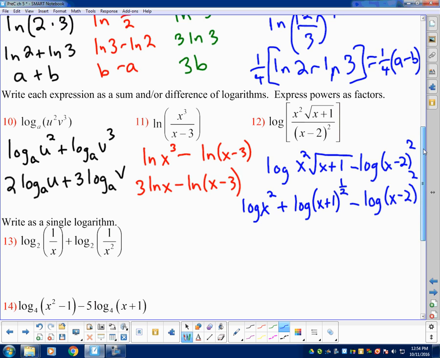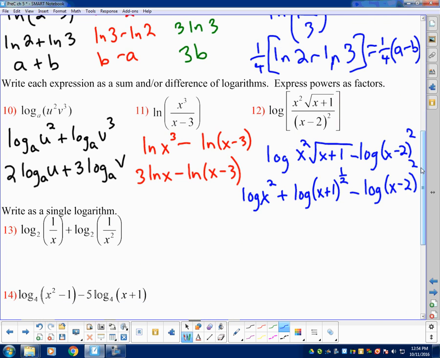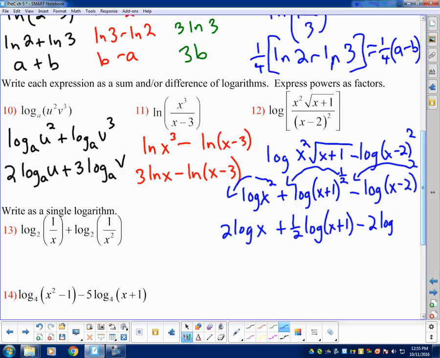up here, which we called the power law, and write each of these powers as a product. So move the 2 out in front here, this out in front there, this out in front there. So it's 2 log of x plus 1/2 log x plus 1 minus 2 log x minus 2. And that's the final rewrite of that.